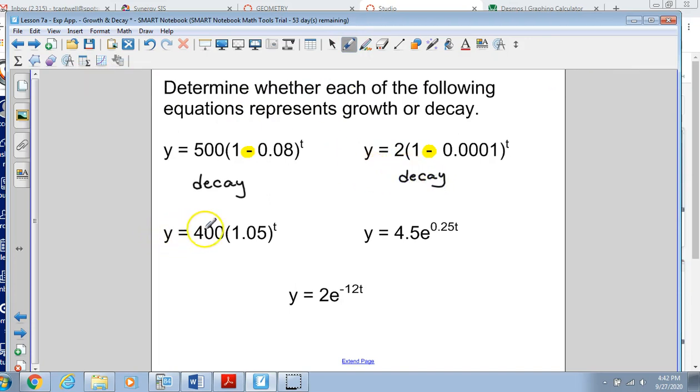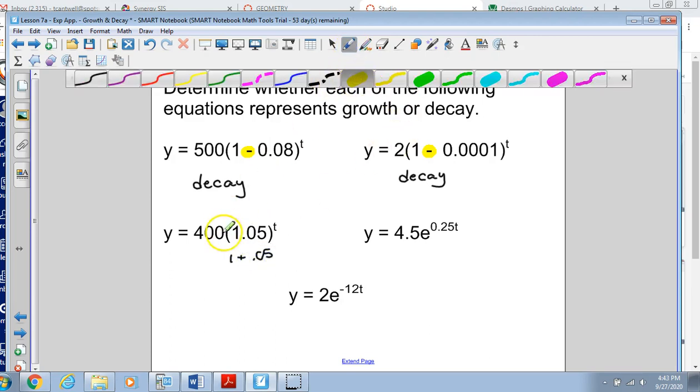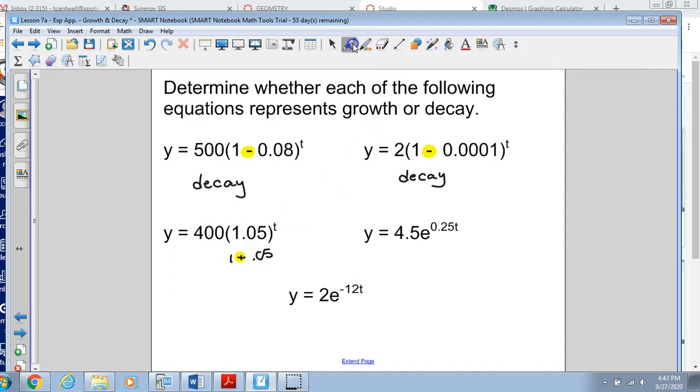Our third problem, now it doesn't say 1 plus anything or 1 minus anything, but 1.05 is 1 plus 0.05, therefore that means that this is increasing. This is a growth function.